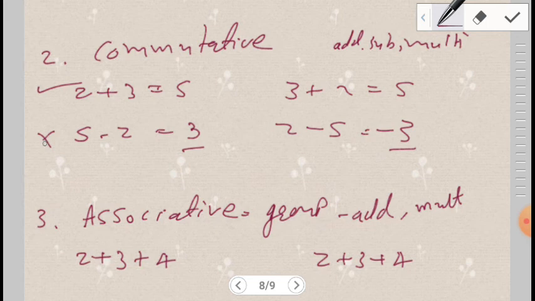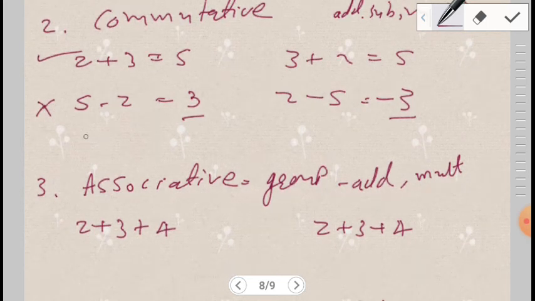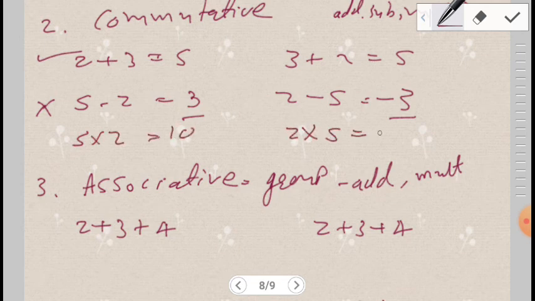The same applies for multiplication also. If I multiply 5 into 2, I will get 10, and 2 into 5, I will also get 10. Both have the same answer, so you can say that multiplication is commutative.